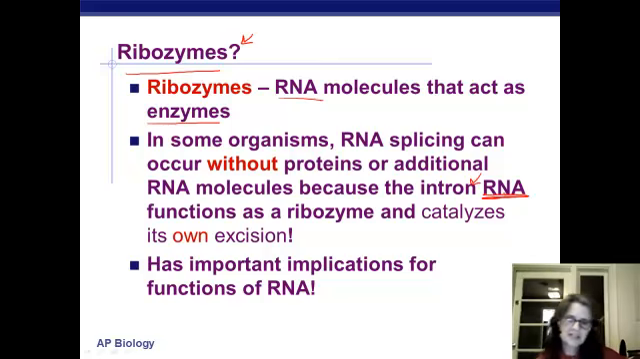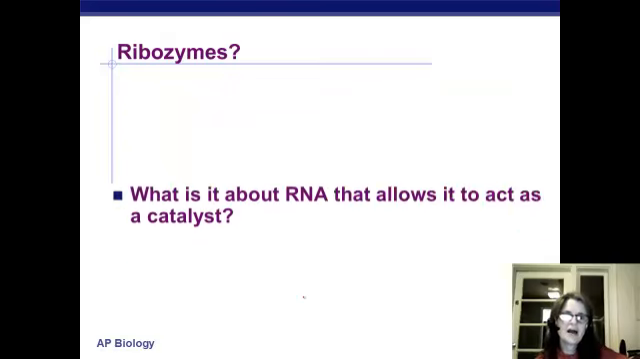The whole point of this discussion is that it's got really important implications for how RNA might have been really important early in the evolution of life.